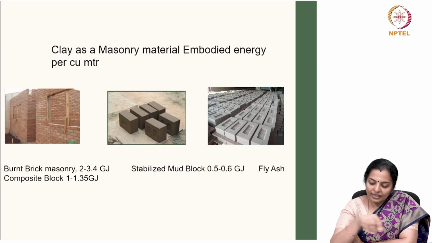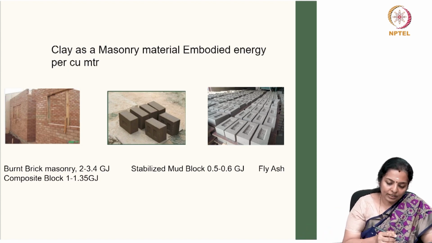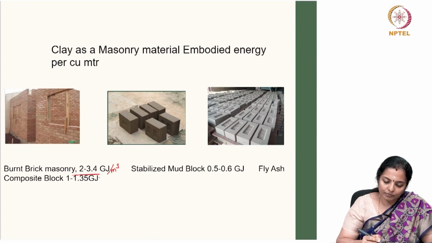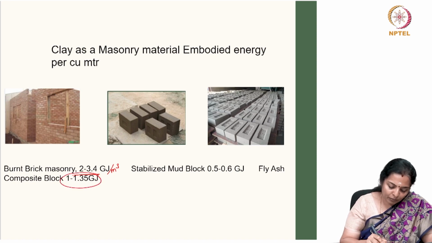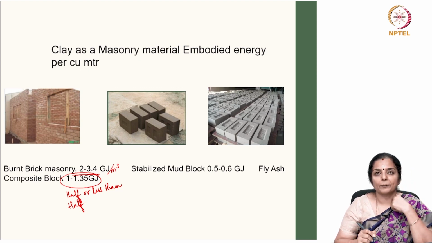Now, if you look at burnt brick masonry, for the per meter cube, burnt brick masonry has 2 to 3.4 gigajoules of embodied energy. Whereas, if you look at composite blocks, it has half or less than half of the embodied energy which a burnt brick masonry possesses, because it has 1 to 1.35.